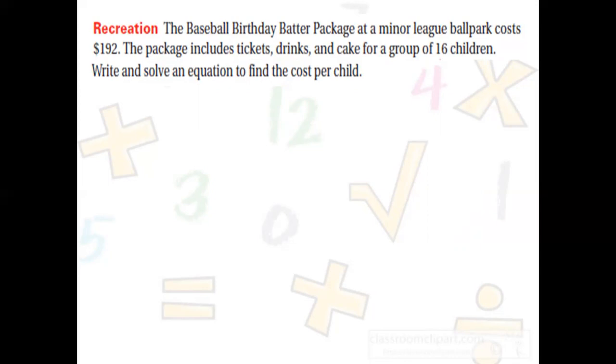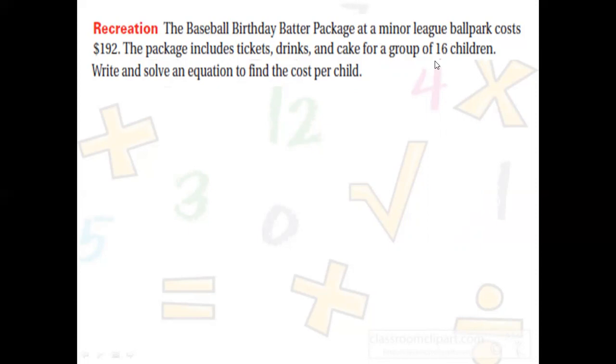So this is a package for 55 riyals we get in Safari Land. Same like that, in this place, they are getting a package for $192 that includes tickets, drinks, and cake for a group of 16 children. So this cost 192 is for 16 children. So to find the cost of one child, you will understand what we need to do. We need to divide, right? So 192 divided by 16 will give you the cost of one child, because 192 is for 16 children.